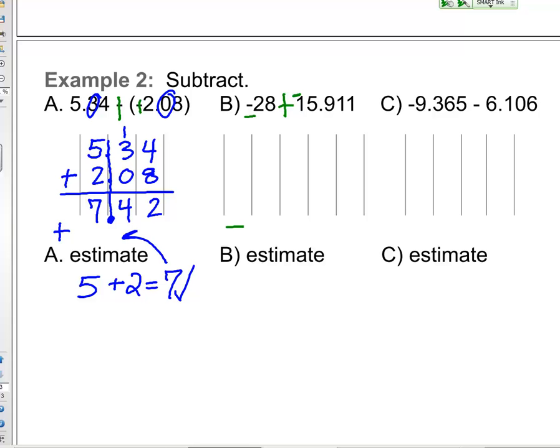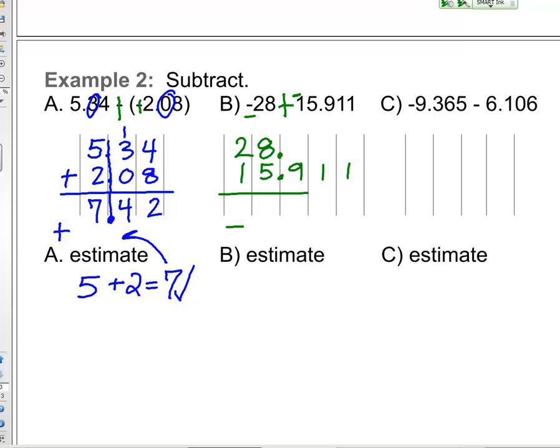Okay. And the signs are the same. They are both negative, so we need to add these. I have 28. And again, the decimal point comes after the whole number. And I have 15 and 911, and the last place value is thousandths.